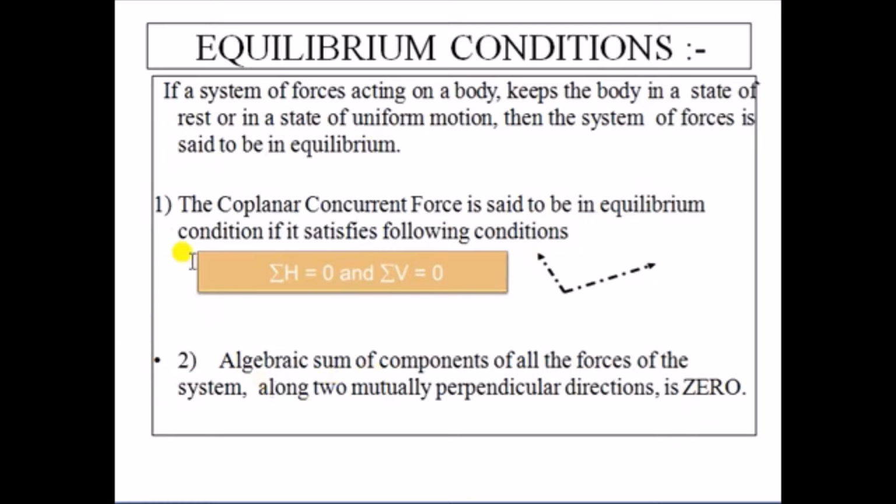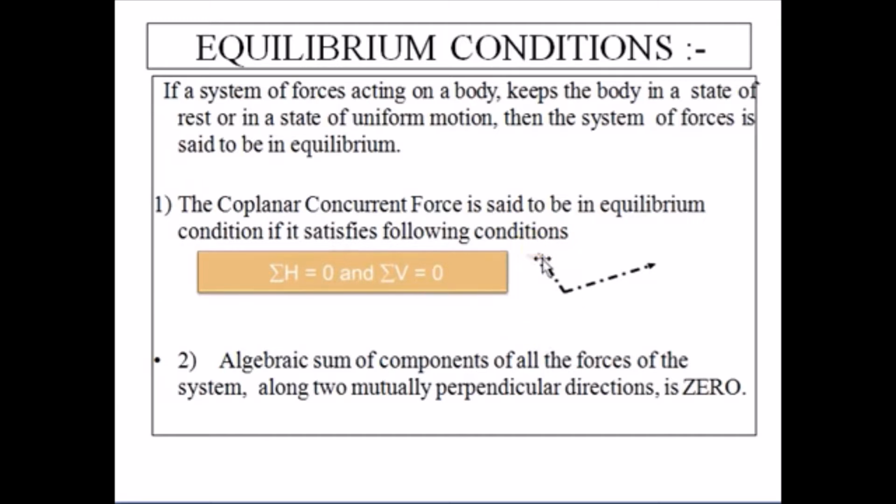Now, an example explanation of the theory I just explained is here. The coplanar concurrent force system is said to be in equilibrium if it satisfies two conditions. I have already discussed the conditions: the summation of horizontal forces, that is summation of H, is equal to 0, and the summation of V, that is the vertical forces, is equal to 0.